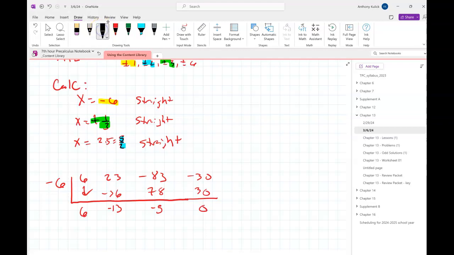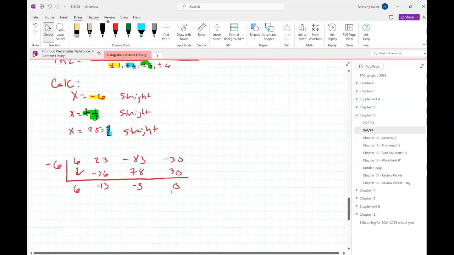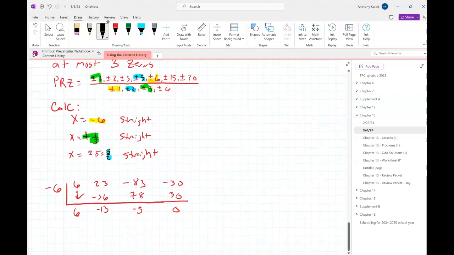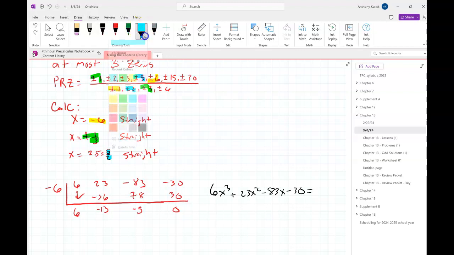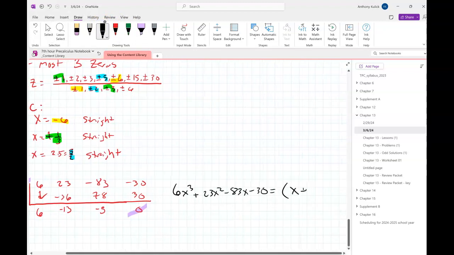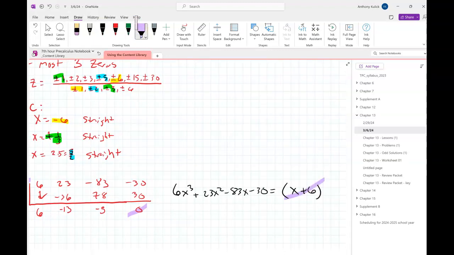So before I move on, what I like to do here is write down what exactly this synthetic division accomplished. So this was our starting problem. This synthetic division, because -6 gave me remainder 0, I know that x plus 6 is a factor. Everybody agree?